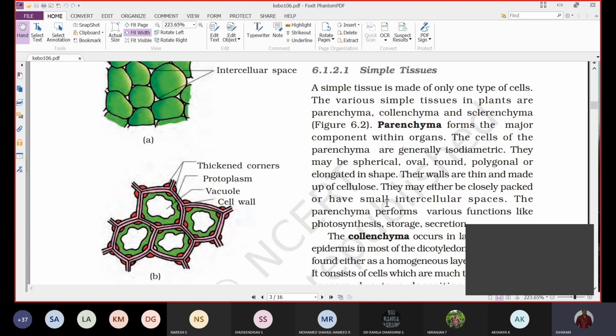Already you might have studied some information related to these simple tissues while you were studying in your lower classes. I think in ninth class or 10th class you'll have come across them. In your lower class, you might have got some idea related to these tissues: parenchyma, collenchyma, and sclerenchyma. First we'll go with the parenchyma.